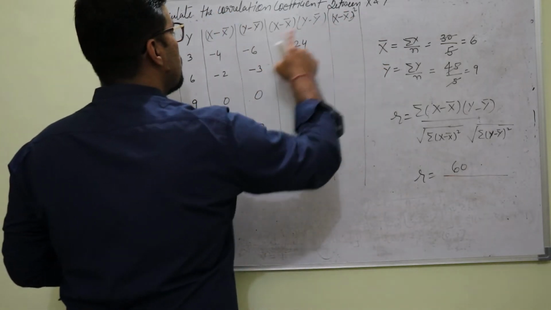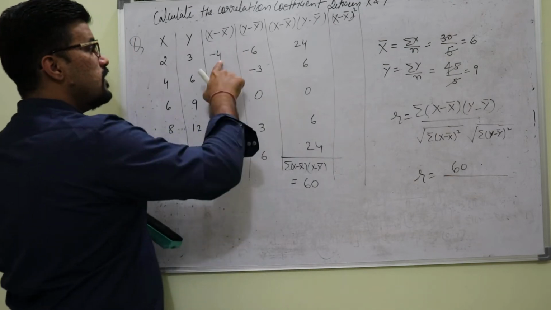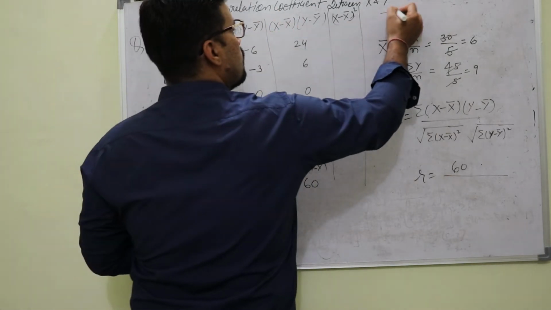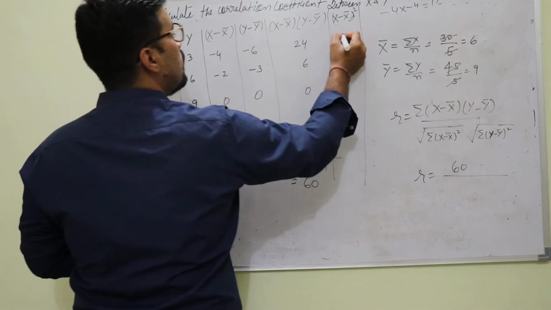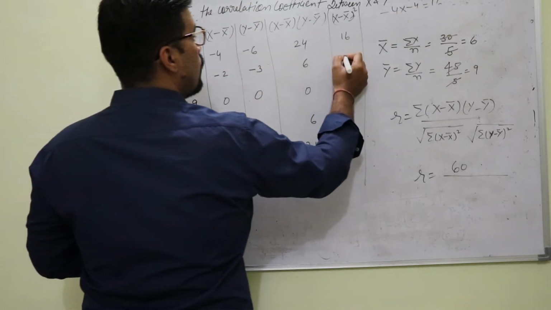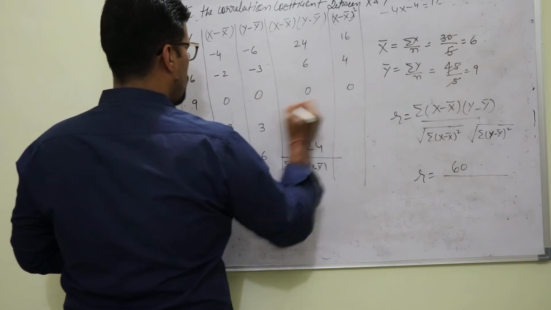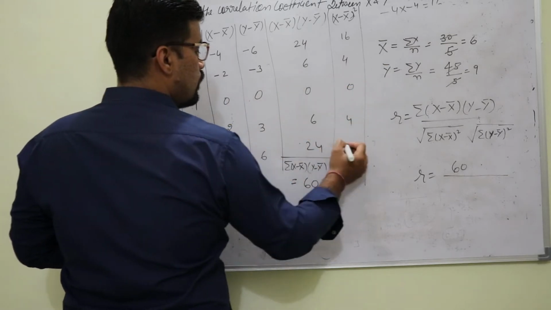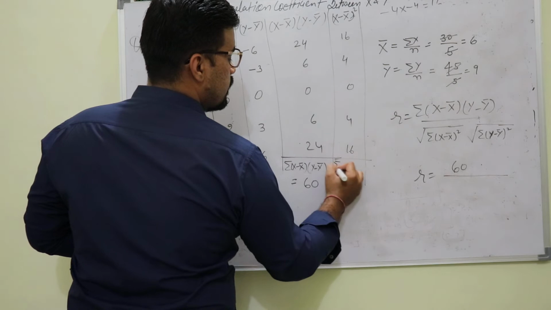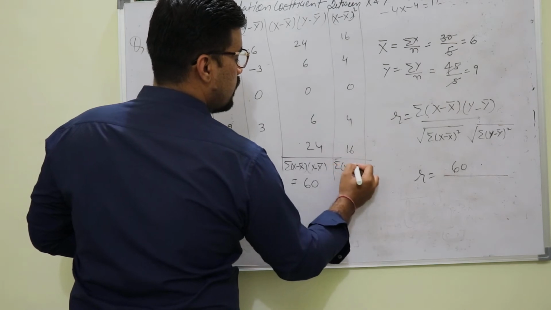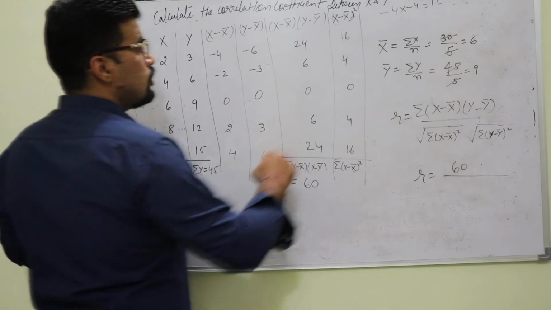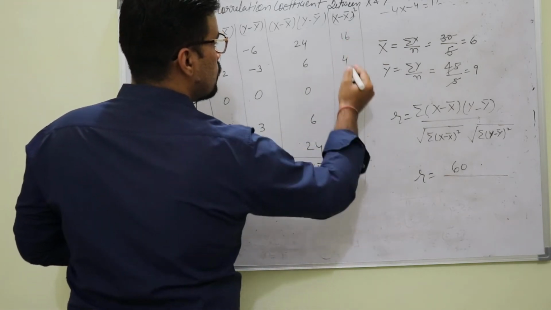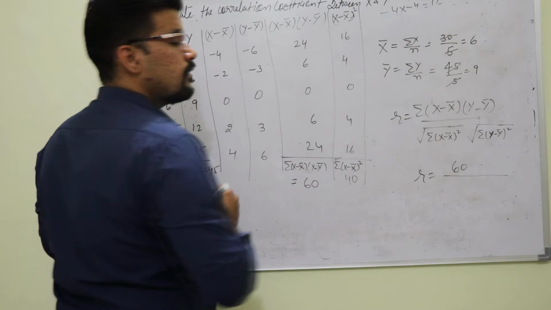Okay, so x minus x bar, we have x minus x bar is this, just square. Square means minus 4 into minus 4, so it is 16. So minus 4 square is 16, minus 2 square is 4, 0 square is 0, 2 square is 4, 4 square is 16. Now add it. This will be your sigma x minus x bar square. So when we add it, we will get 20, 20, 40.